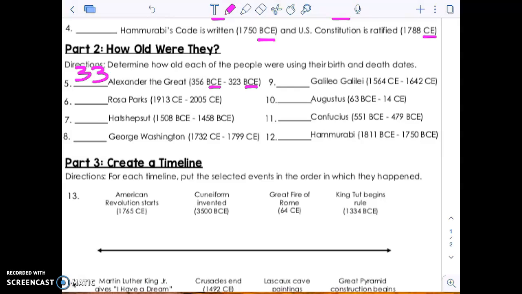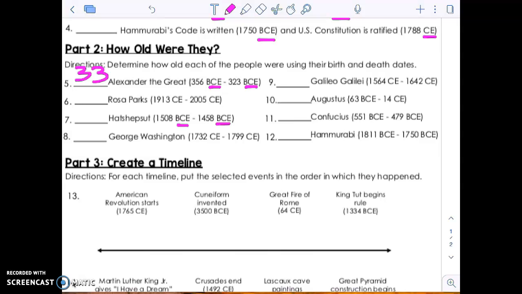The next one that we'll be talking about is Hatshepsut. You can still do Rosa Parks, but we'll be talking about Hatshepsut, number 7, 1508 BCE, and then 1458 BCE. So because they are of the same time period, we will subtract those numbers.